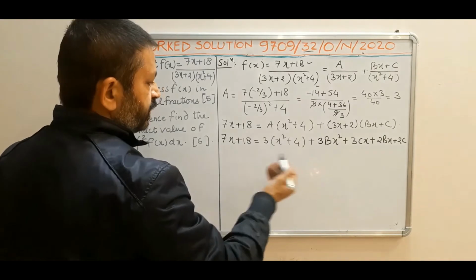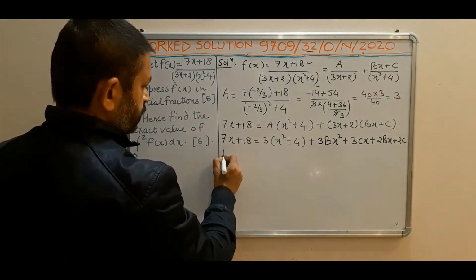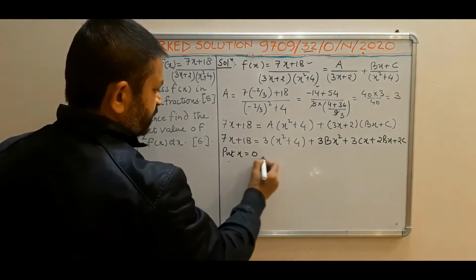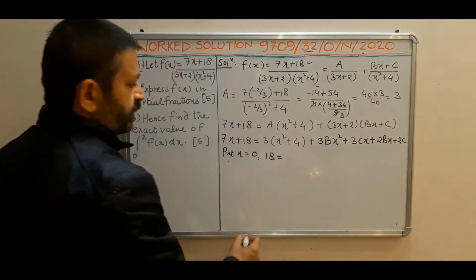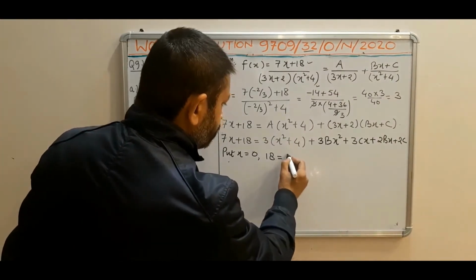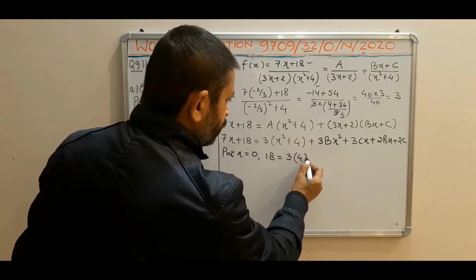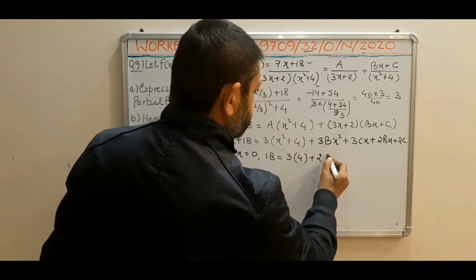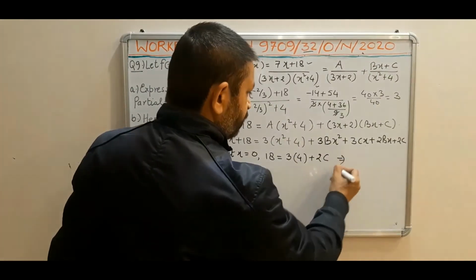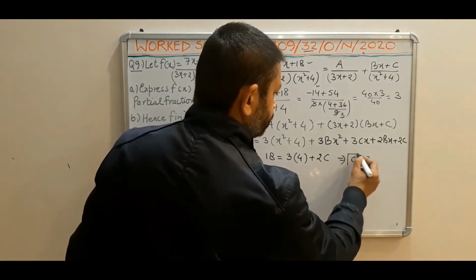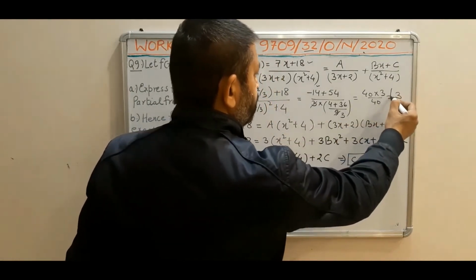It's an identity, so we can put any value for x. So I'm starting with, say, put x equals 0. It will become 18 equals 3 times 4 plus 2C. So from here we will get 18 minus 12, that is 6, so C is also 3. So A is 3, C is 3.